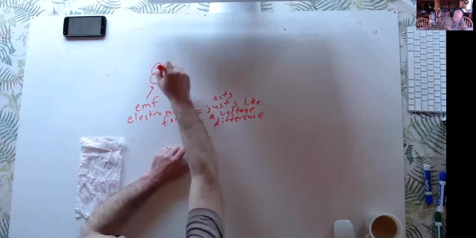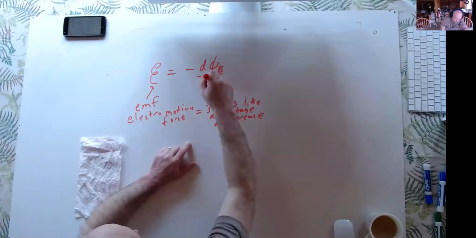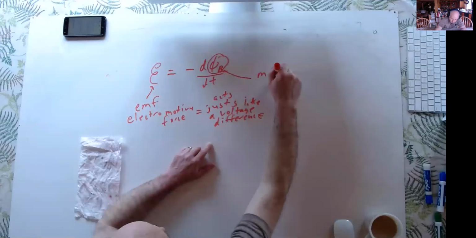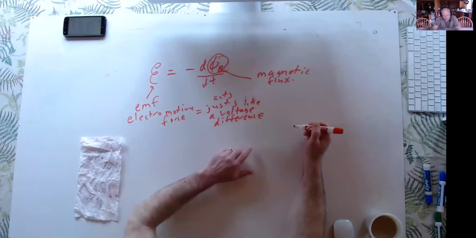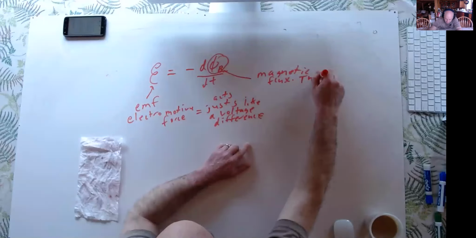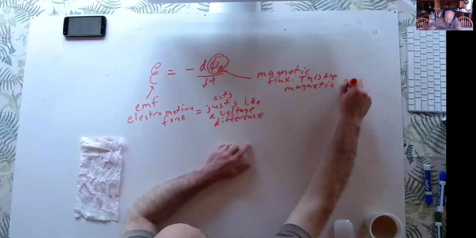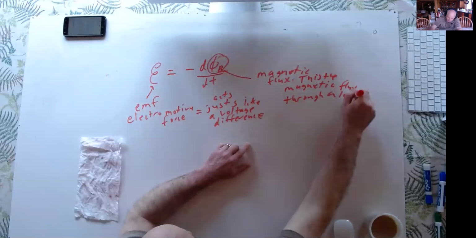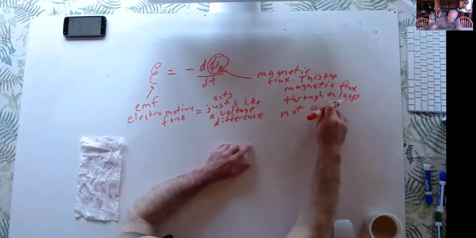And what this is going to equal is minus the changing magnetic flux with respect to time. This is your magnetic flux. Okay. And the difference with this is that this is not the magnetic flux through a closed surface. So this is the magnetic flux through a loop, not a closed surface.